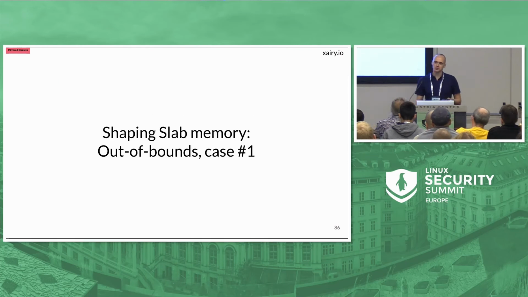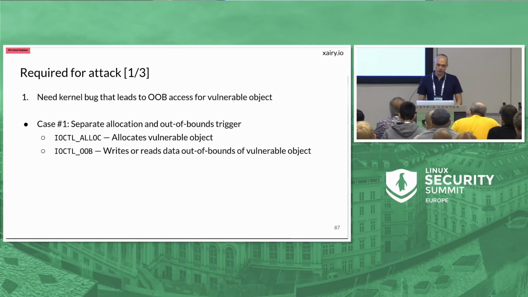So let's discuss the first very simple case of shaping slab memory for an out-of-bounds vulnerability. This is a simple case in the sense that I assume here that we have 2 different system calls. One system call allocates a vulnerable object, and another system call triggers an out-of-bounds access from this object. This is not always the case with out-of-bounds vulnerabilities, but this is the case that we're looking at. So the triggers for the allocation and for the out-of-bounds access are separate.